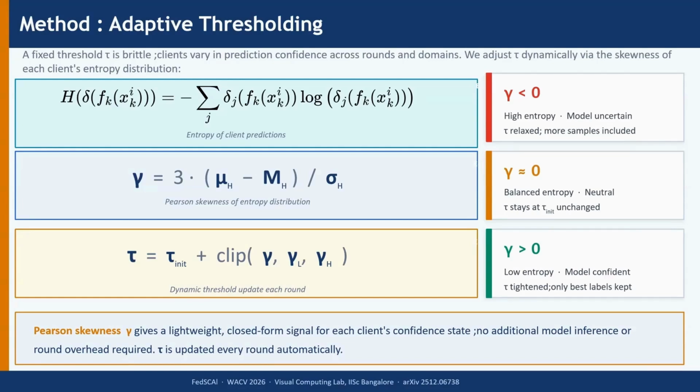Our solution proposes an adaptive tau based on the skewness of each client's per-sample entropy distribution. We compute Pearson's skewness, gamma, for the distribution. This does not require any additional model passes. As you can see, there are three main ways this is applied. When gamma is negative, the entropy distribution is heavy on the higher end. The model is uncertain, so it relaxes the tau to let more samples contribute. When gamma is near zero, the entropy is balanced, and the tau is kept the same. When gamma is positive, the model is confident and making good predictions. We tighten the tau to keep the cleanest pseudo labels, thus updating the tau every round for each client.